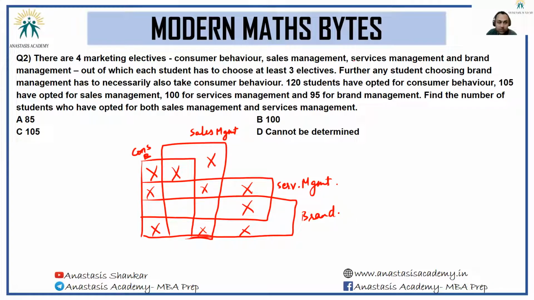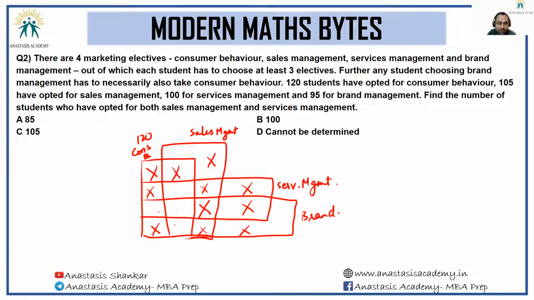Further, any student choosing brand management has to necessarily also take consumer behavior. So brand management's existence without consumer behavior is impossible. So this grouping will not exist. So this is all. Brilliant. Now, 120 students have opted for consumer behavior. This 120 is very interesting because this 120 is effectively all the students. Everyone is present within consumer behavior. This 120 is as good as all people.